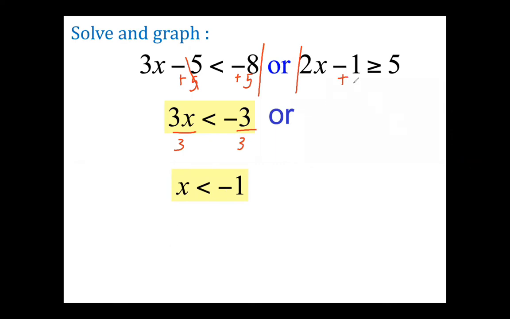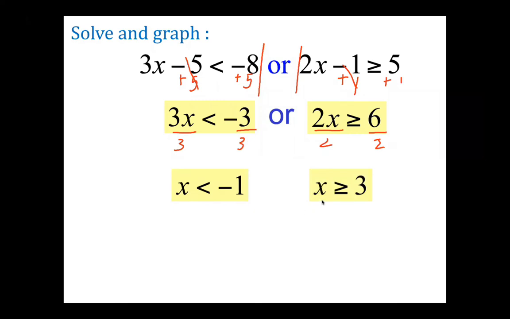First, undo subtraction by adding 1 to both sides. That would give you 2x is greater than or equal to 6. And now undo multiplication by dividing both sides by 2. That gives you your final inequality of x is greater than or equal to 3.